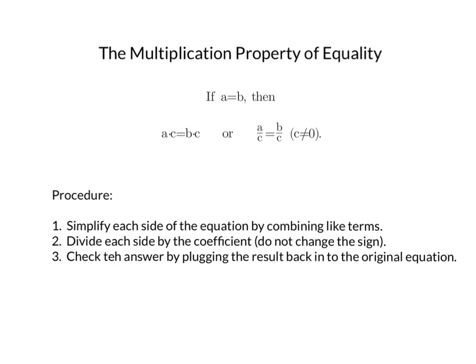Our procedure in this section: we want to simplify each side of the equation by combining like terms. And we're actually going to focus on the division step in terms of the multiplication property of equality. We're going to divide each side by the coefficient. We do not change the signs, we divide by whatever the number is in front. Finally, check your answer by plugging the result back into the original equation.